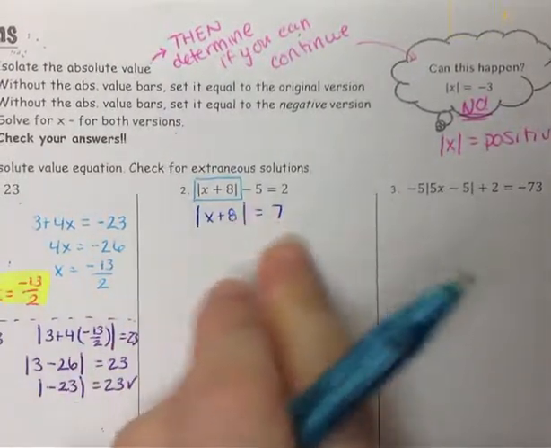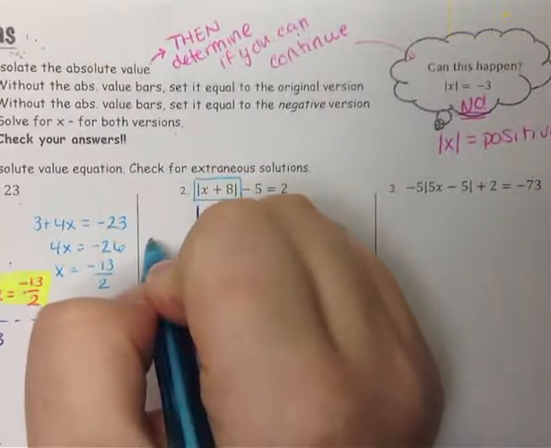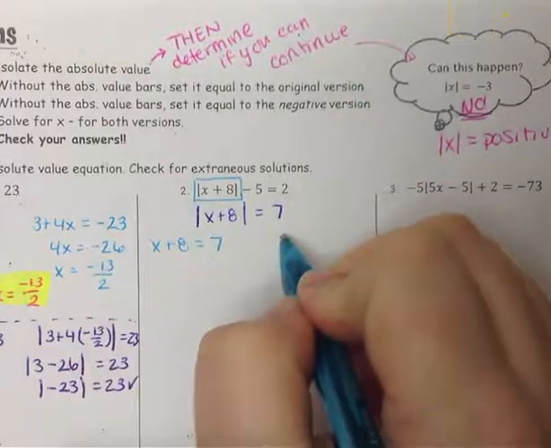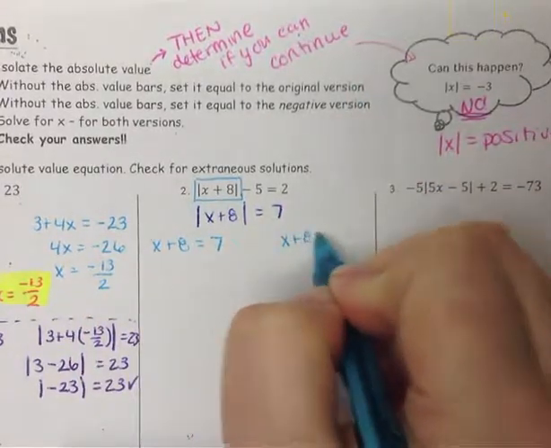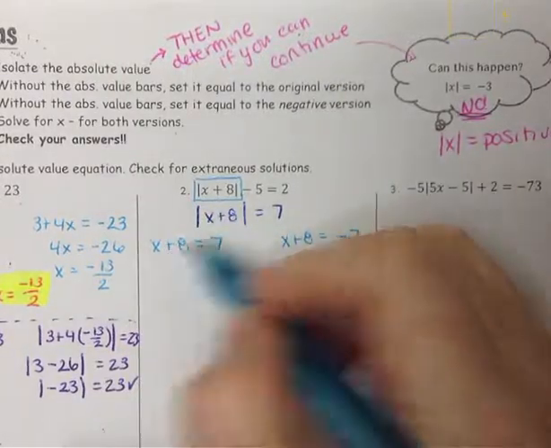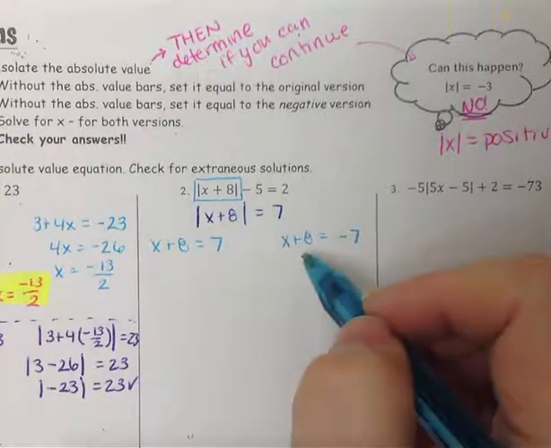So I'm going to separate them into 2. I'm going to write out the original one without the absolute value bars. So I'll have x plus 8 is equal to that positive 7. But the other one I'll have is x plus 8 is equal to the negative 7. So the inside, again, does not change at all from the beginning until you set up your equations.